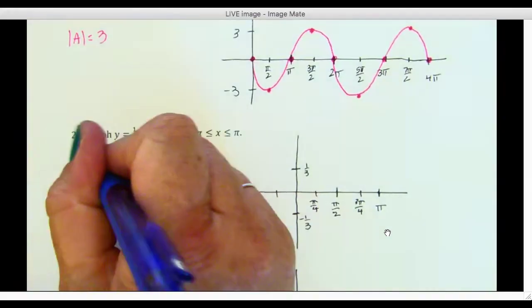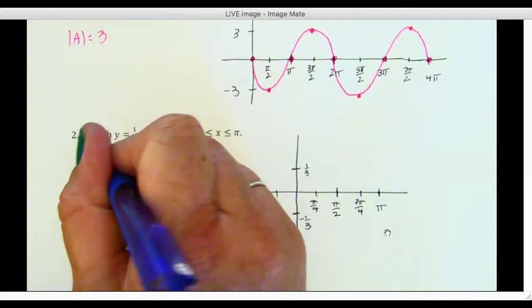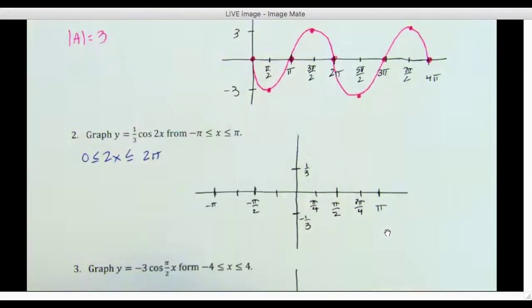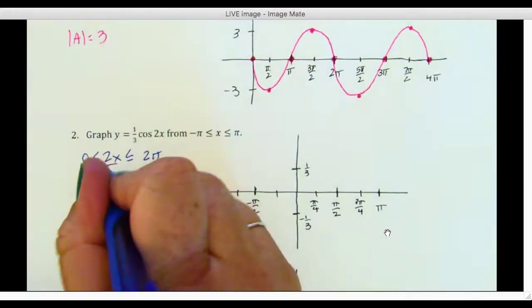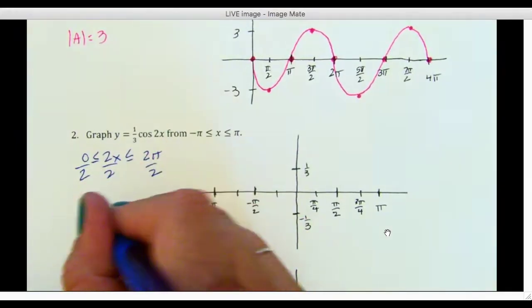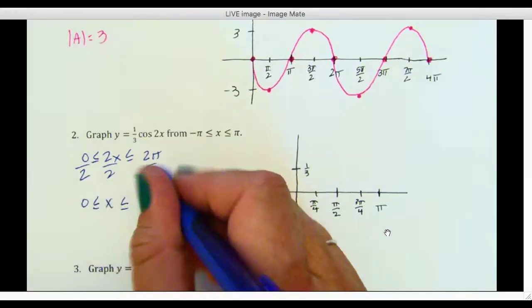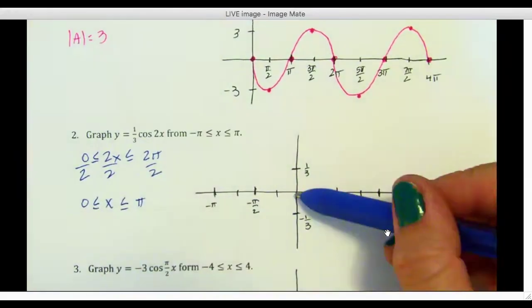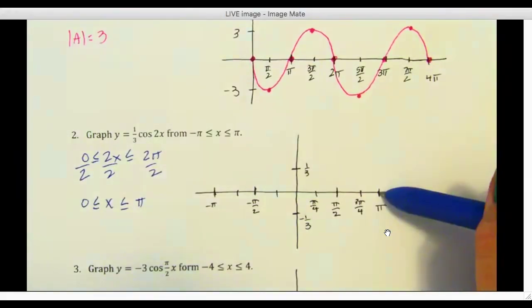So normally cosine starts at 0, and we'll have 2x, and then it ends at 2 pi. Well, to solve for x, all I need to do is divide by 2 everywhere. 0 divided by 2 is still 0. And then x, and then 2 pi divided by 2 is pi. And so my graph is going to be complete from 0 to pi.